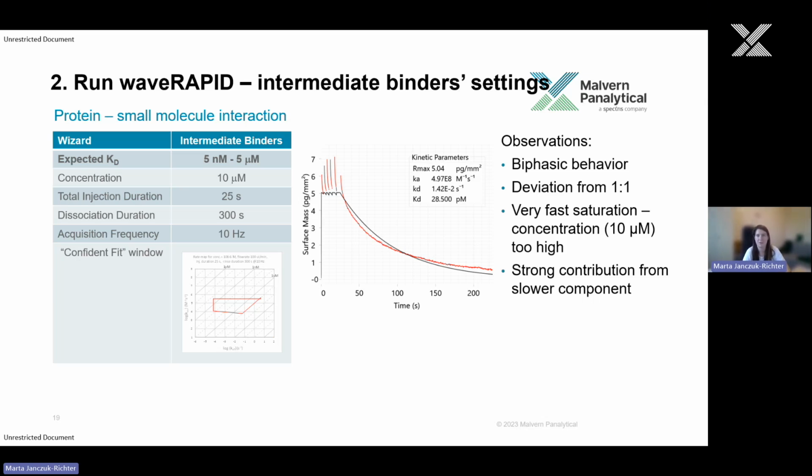So it deviates from the one-to-one model. There is very fast saturation. So this 10 micromolar is definitely too high a concentration for this. But it looks like it's really much tighter than we expected.